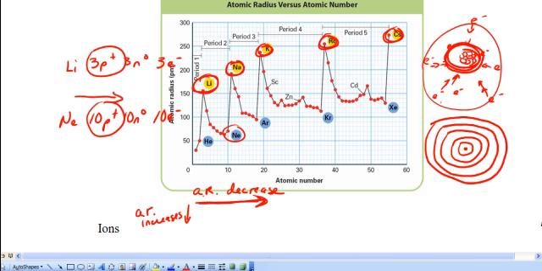All right. In the next podcast, we're going to take a look at ion size and ionization energy.